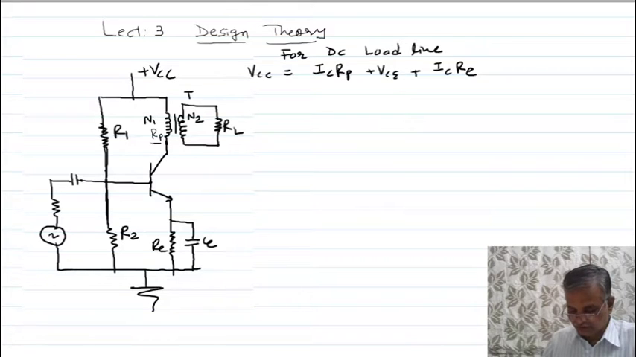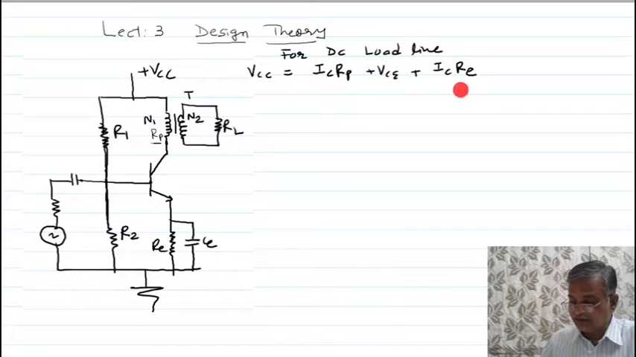So look here, VCC with respect to ground is equal to the voltage across the primary. Voltage across the primary is IC Rp. Voltage between collector and emitter, that I have written VCE. Voltage across RE, that I have written IE RE. Instead of IE, I have written IC RE because emitter current and collector current are nearly equal. There is no effect of the capacitor for DC because it offers infinite resistance.